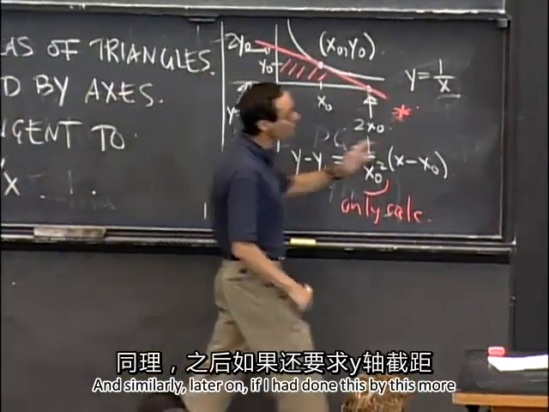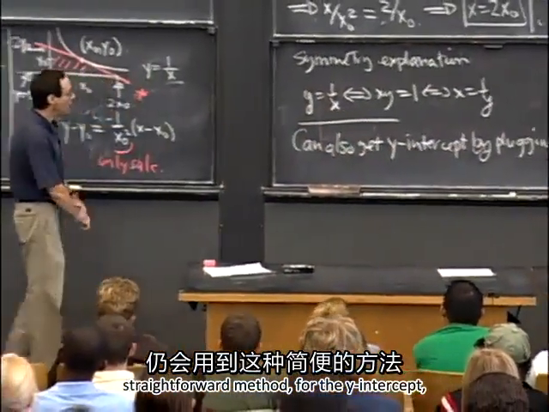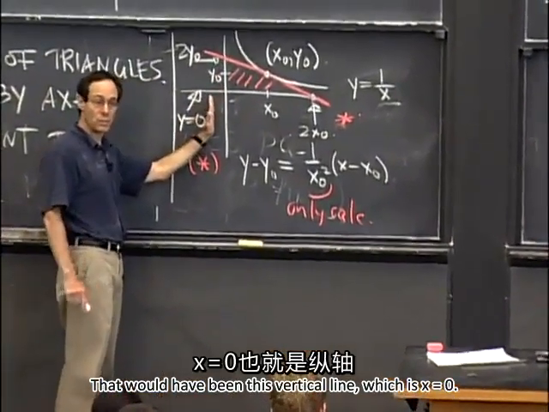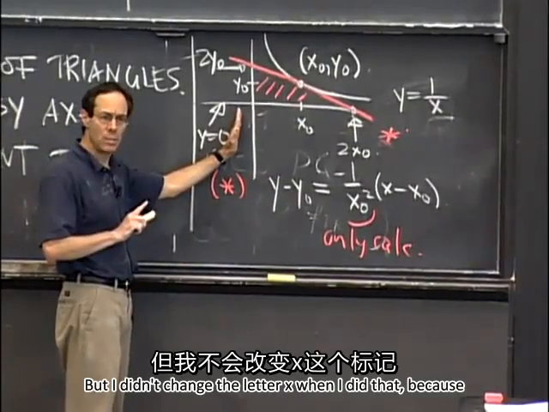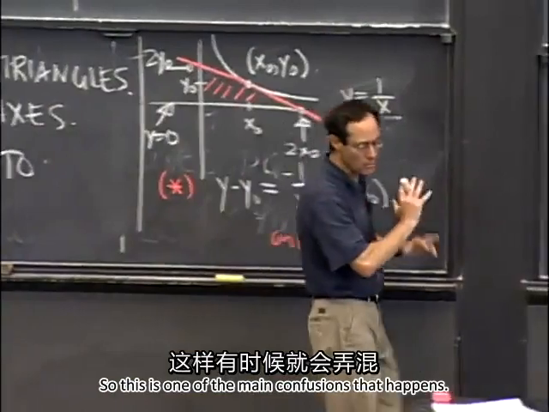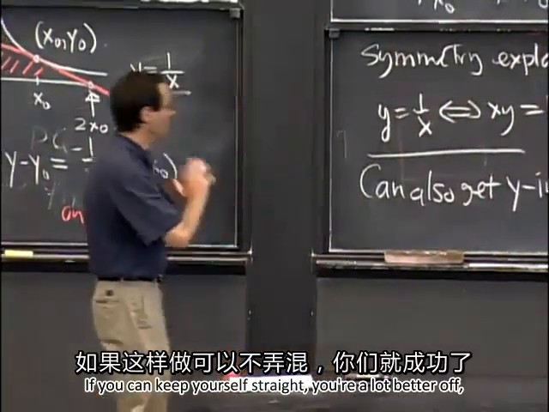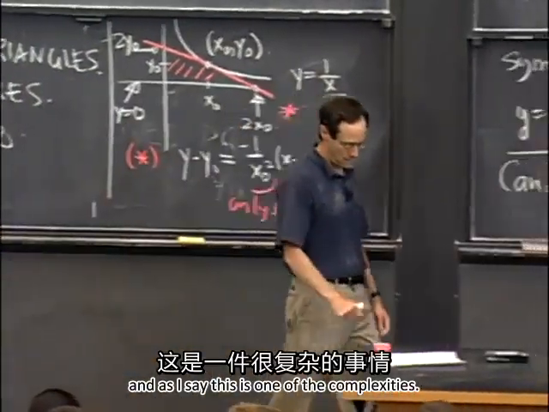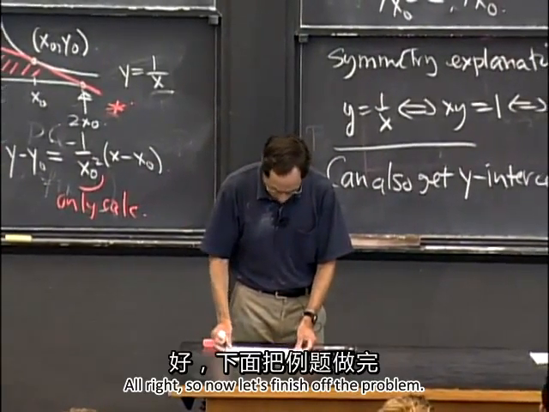And similarly, later on, if I had done this by this more straightforward method for the y-intercept, I would have set x equal to 0. That would have been this vertical line, which is x equals 0. But I didn't change the letter x when I did that, because that would be a waste for us. So this is one of the main confusions that happens. If you can keep yourself straight, you're a lot better off. And as I say, this is one of the complexities.